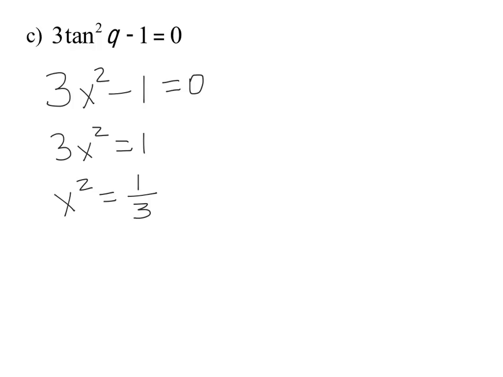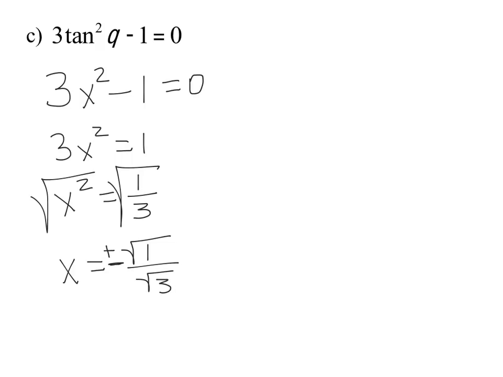And now what happens here is when I take the square root of both sides, you want to watch out here. This is important. I'm going to get x equals the square root of 1 over the square root of 3, and not only that, but it's plus or minus. And that's real important, because that's actually going to give us more solutions than we normally would have. So because it's positive or negative, that means that my angle measurement could be in any quadrant.